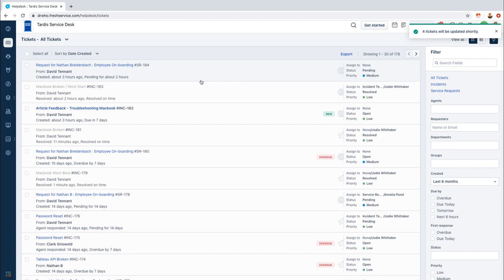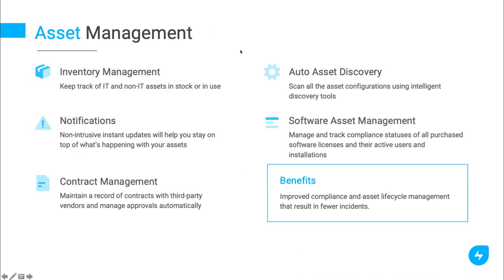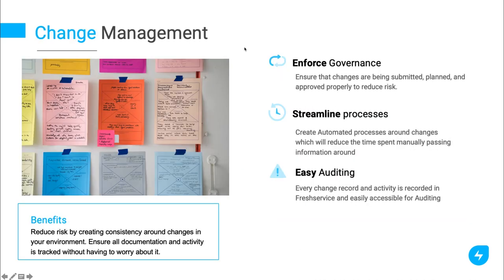Let's move on to change management. Change management is all about enforcing governance, streamlining the processes around change management, and providing easy auditing around change records. Freshservice really strikes a perfect balance between efficiency and governance. We want to be able to make sure that we are getting all the documentation we need for a change, but also making sure that activity is tracked without having to worry about it.